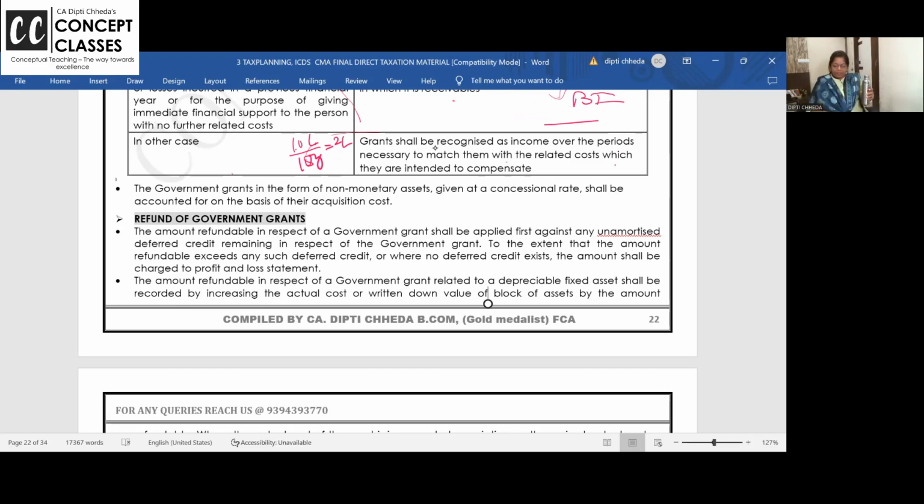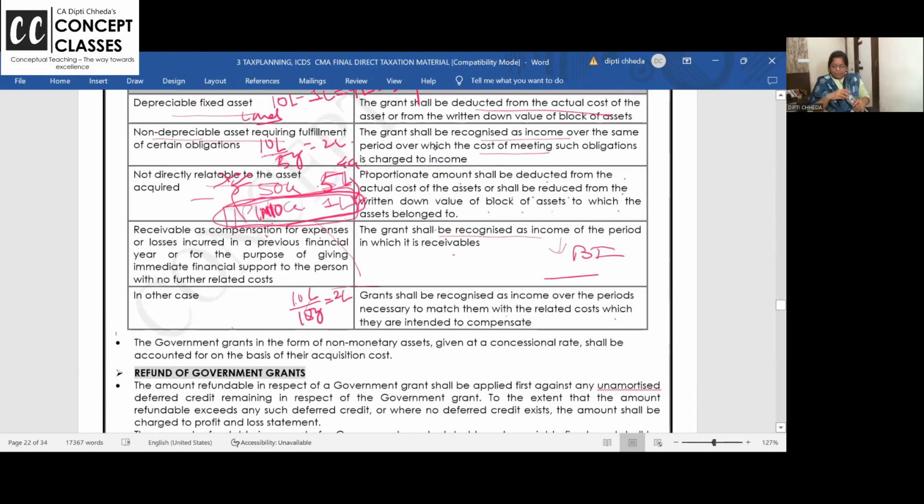Is it 10 lakhs divided by 10 years, ma'am? 2 lakhs, how would it come? This is all there actually in AS, but I think AS is not over, so you all are taking. I'll show you. Suppose 10 lakhs grant you have received for 5 years. 2 lakh every year you will take in business income, on the credit side of the P&L account, and pay tax on that.